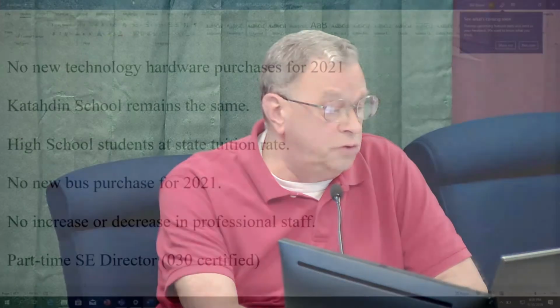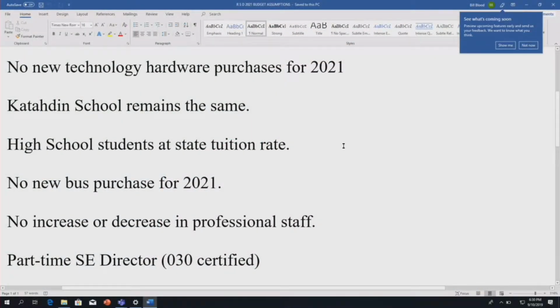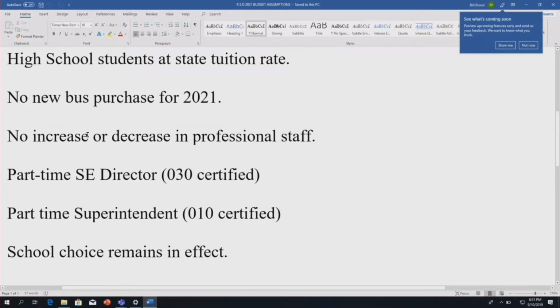These are some of the assumptions. I have to have a platform of assumptions for a budget, and we have a new pre-K going in 2021. I'm pretty sure that'll happen. No new technology hardware purchases for 2021. Katahdin School remains the same. High school students at state tuition rate. No new bus purchases for 2021. No increase or decrease in professional staff. Can substitute, replace, but not increase or decrease. I figured a part-time SE director at 030 certified, a part-time superintendent at 010 certified. The school choice remains in effect.